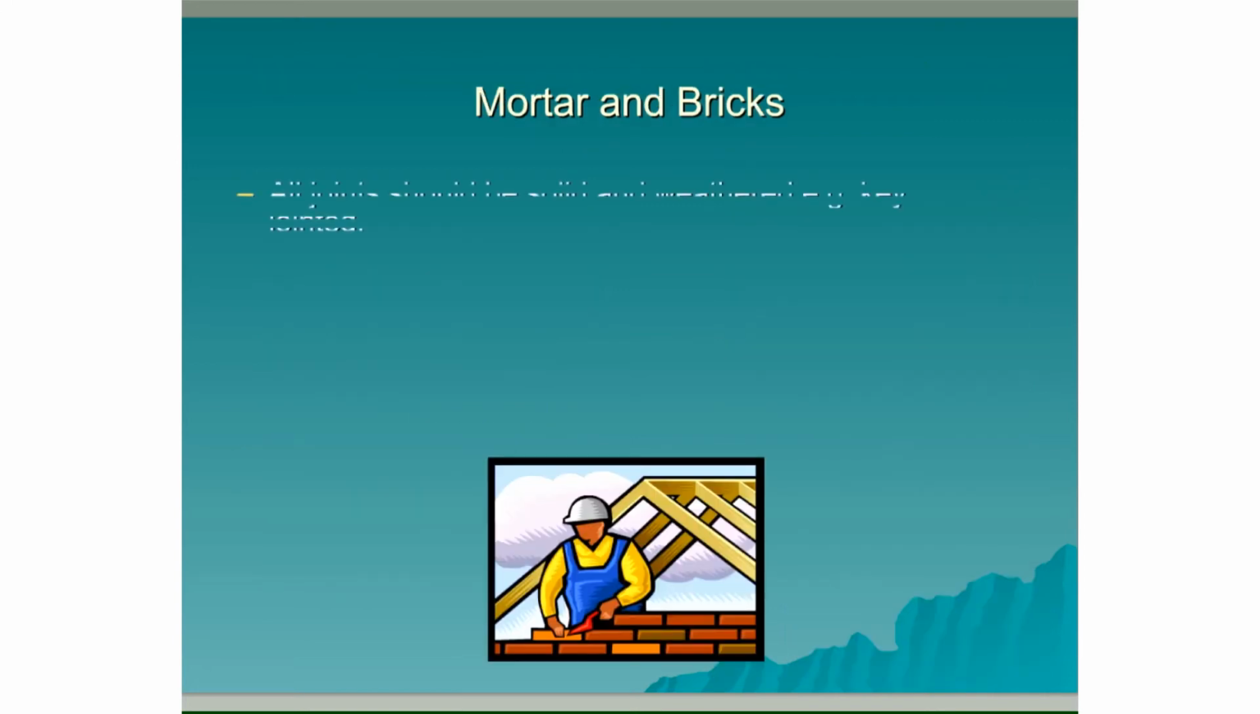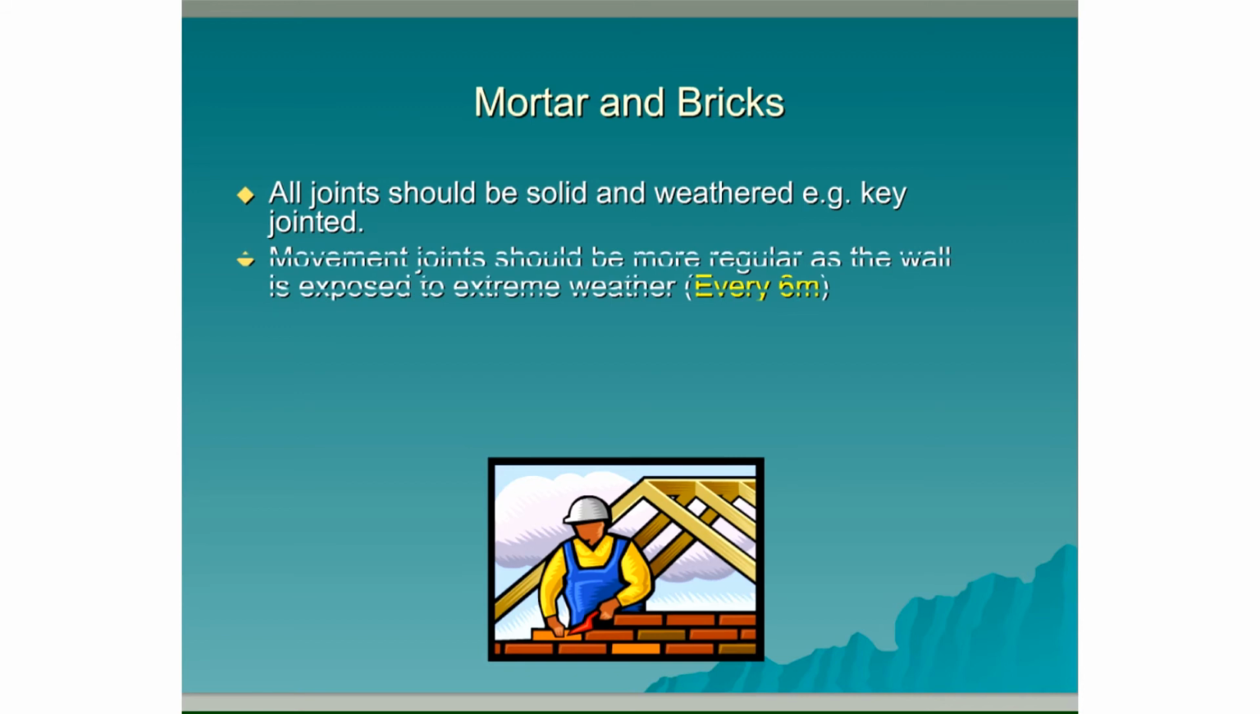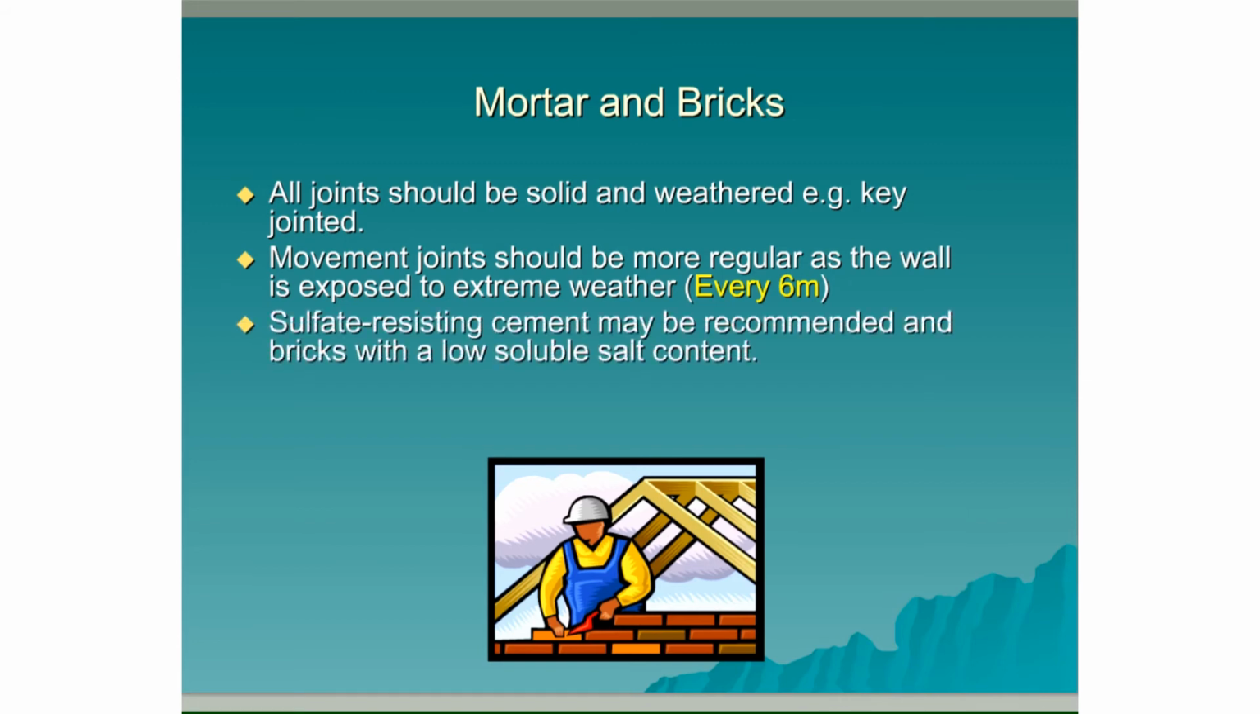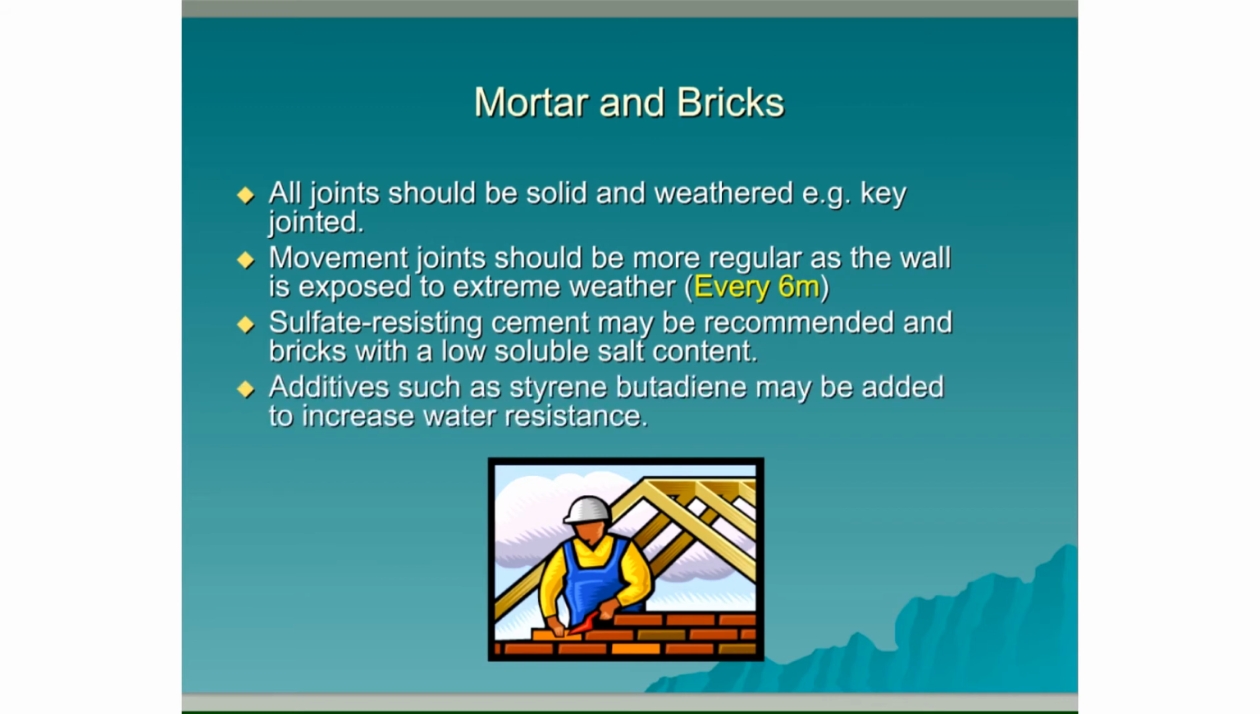Mortar and bricks. All joints should be solid and weathered, for example key jointed. Movement joints should be more regular as the wall is exposed to extreme weather, so expansion joints should be at least every 6 metres. Sulfate resisting cement may be recommended, and bricks with a low soluble salt content also. Additives such as styrene butadiene may be added to increase water resistance.